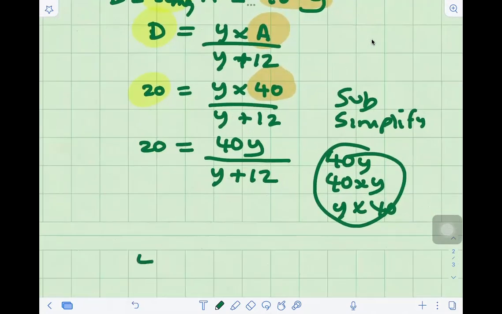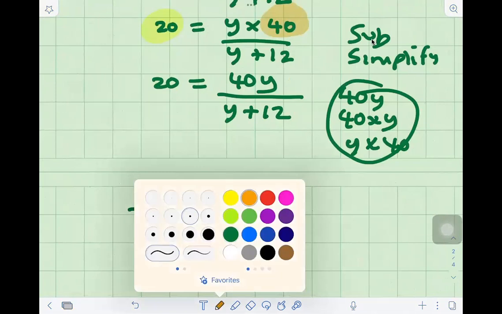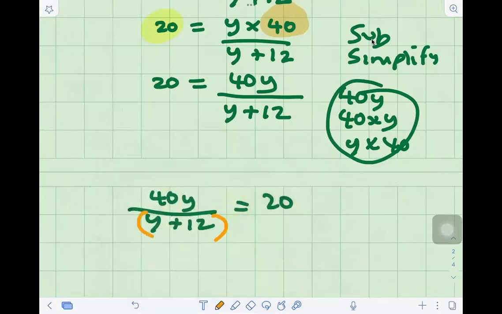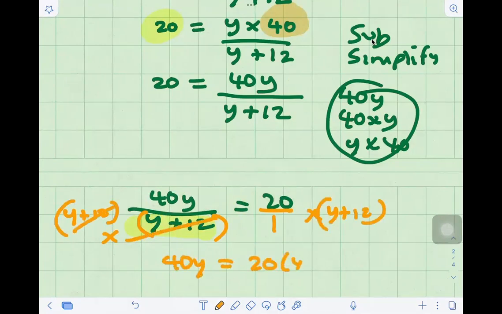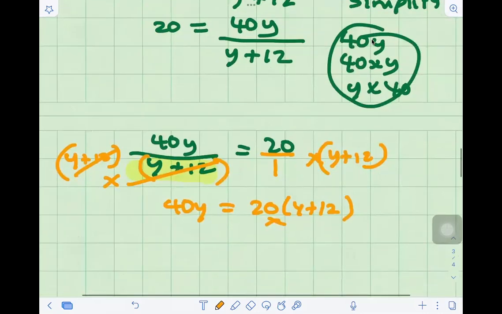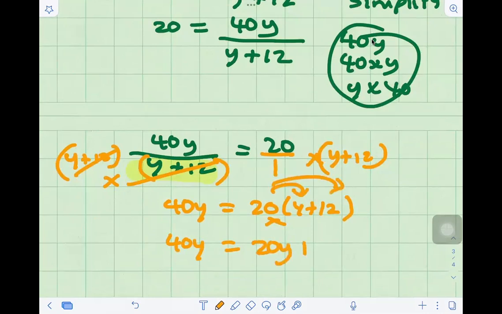Now let's just swap the sides on this. So you got 40Y on Y plus 12 equals 20. Now in order to solve that, we'll put brackets around the bottom here, because that's one term. You can do the cross multiply thing, but if you're not sure how to do that, we want to get rid of the Y plus 12. So if you times the Y plus 12 on both sides, they cancel, and you end up with 40Y is 20 times Y plus 12. So let's expand those brackets. 20 times Y is 20Y. 20 times 12 is 240.